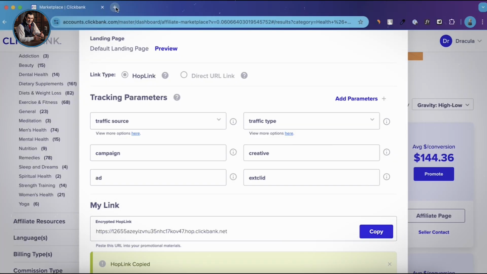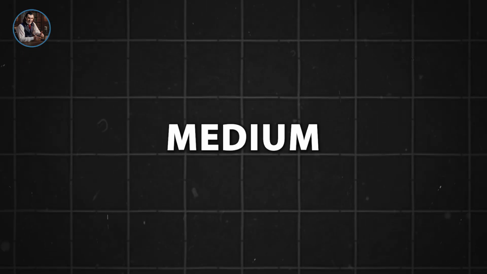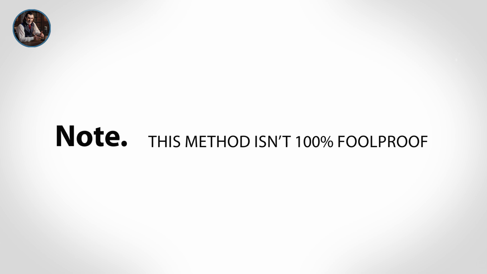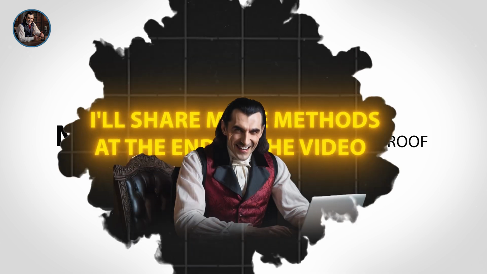Copy the link and test it in your browser. If it takes you to a sales page, it's good to go. But we can't paste this link directly into Medium because their policy doesn't allow it, and they might ban your account. We need to use a link shortener to reduce the risk. Note that this method isn't 100% foolproof, and I'll share more methods at the end of the video.